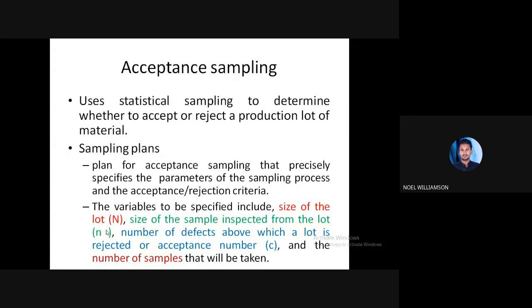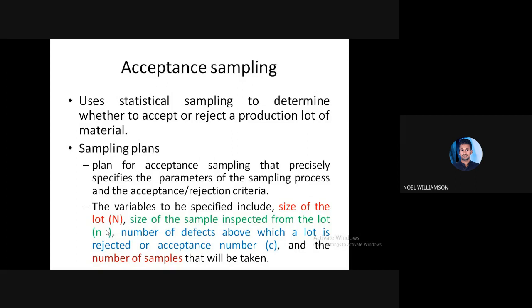That means we are taking 10 in a sample, and there is a criteria: if the sample contains two or more defective products, then we have to reject it. Up to one, it is permissible. Then the acceptance number is 1. So the number of defects above which a lot is rejected is the acceptance number, that is c.